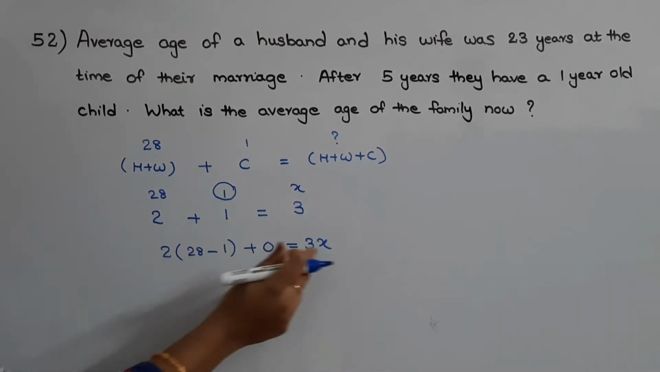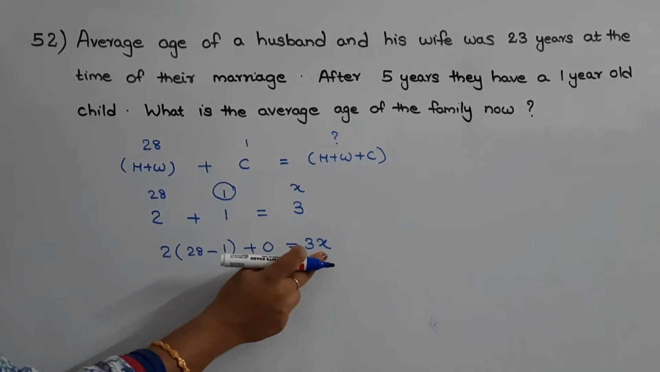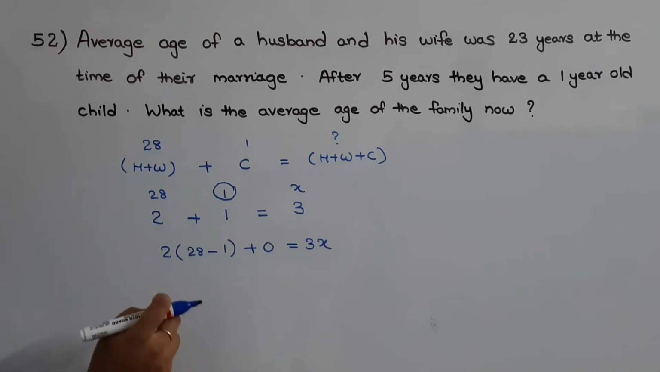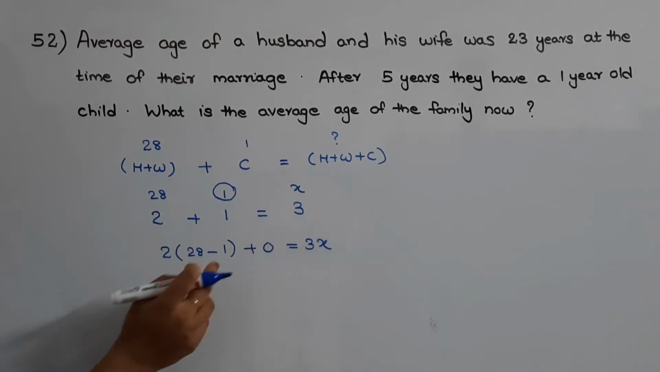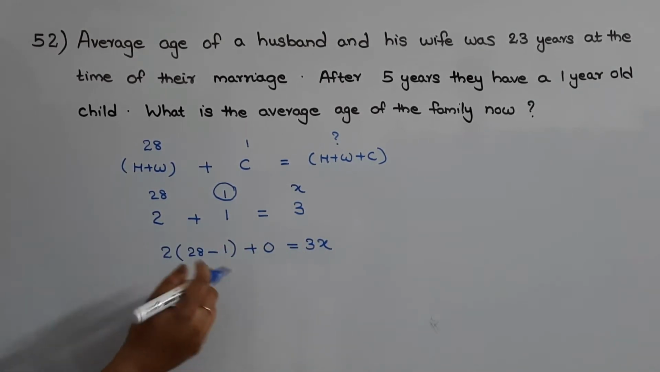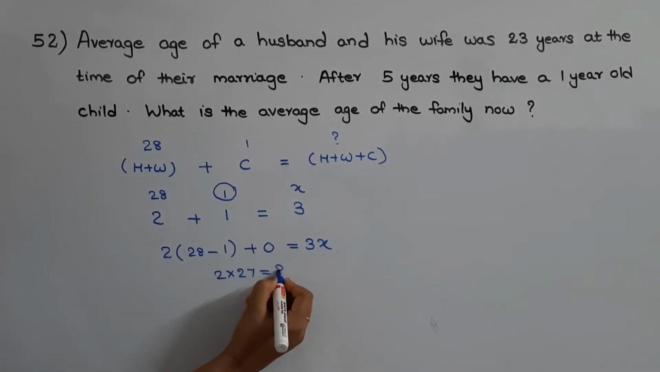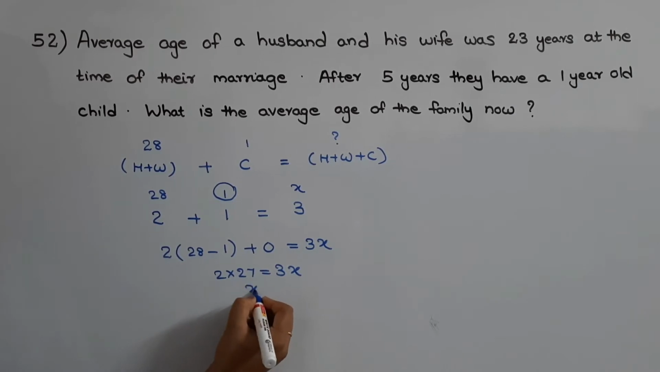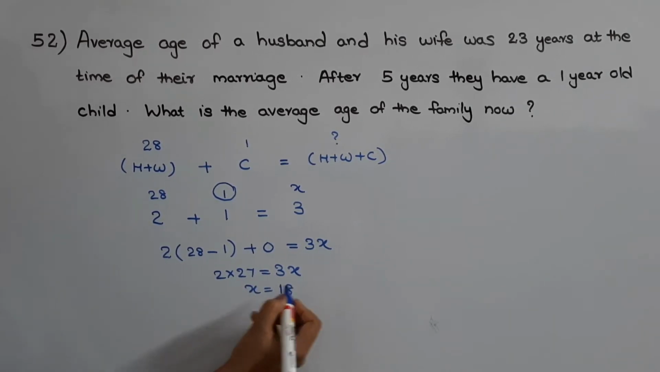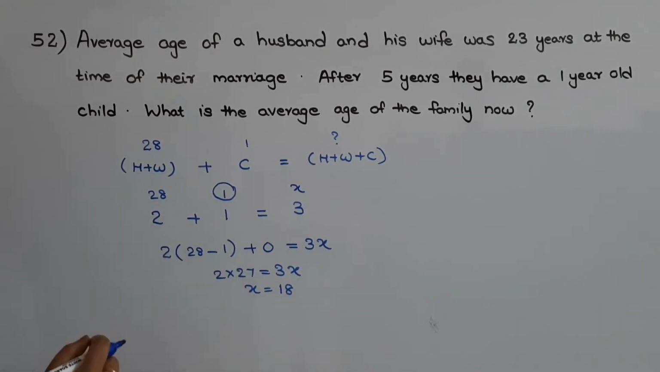Now on solving this, we will get the increase in the average first. On solving this, we will get the x value first. So that is 2 into 27 is equal to 3x. So from this x value will be equal to 18. So this is the increase in the average.